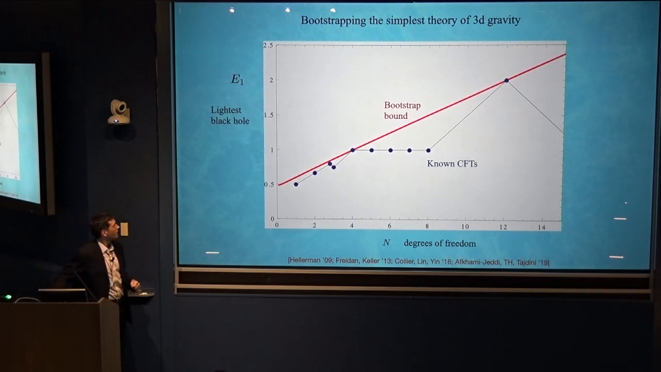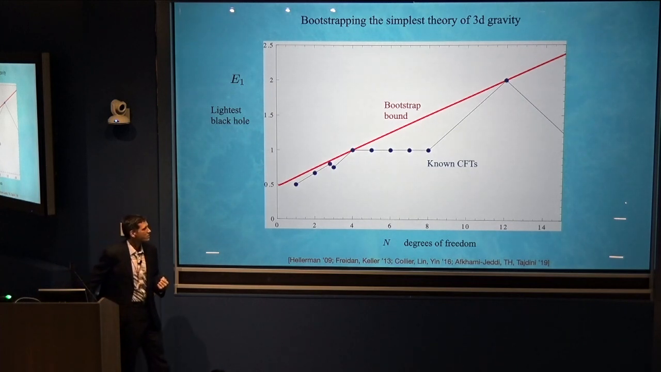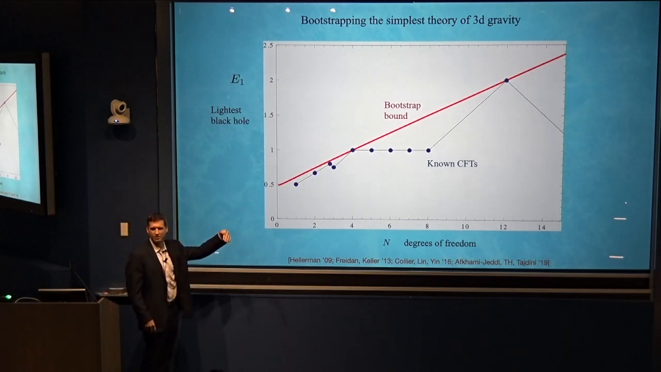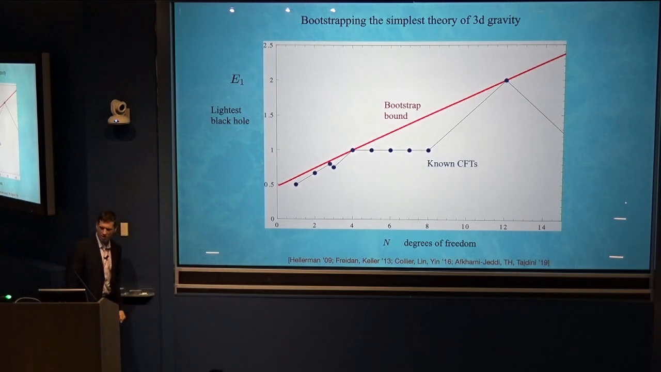And then we ask, how heavy can we make the black holes? Okay, and what that red line tells you, the bootstrap bound, is that's the heaviest you can make the first black hole. So every theory of this type, every theory of quantum gravity, has a black hole below the red line. That's what the red line is telling you. That came out of doing this bootstrap computationally. So that's the red line.